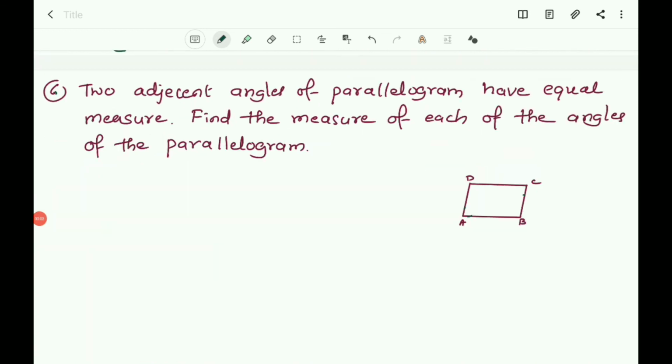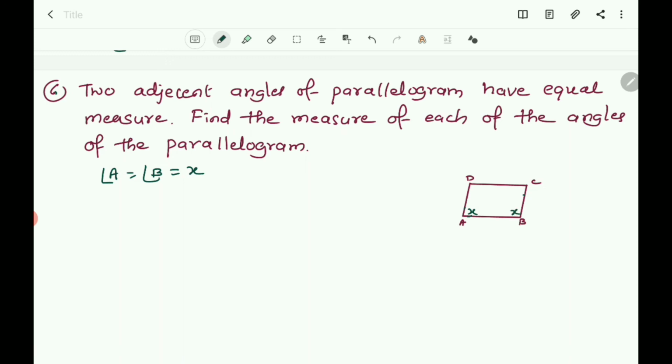Next, let us take the sixth question. Two adjacent angles of a parallelogram have equal measure. Find the measure of each of the angles of the parallelogram. So let us have the adjacent angles, angle A and angle B. Here let angle A equal angle B, both equal to x.